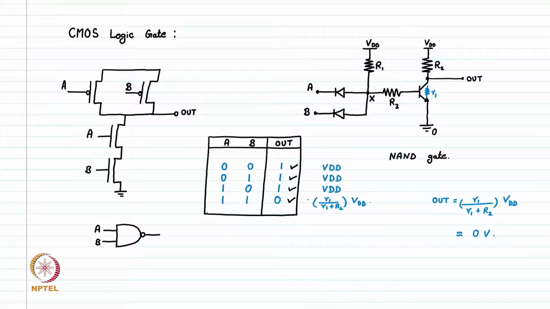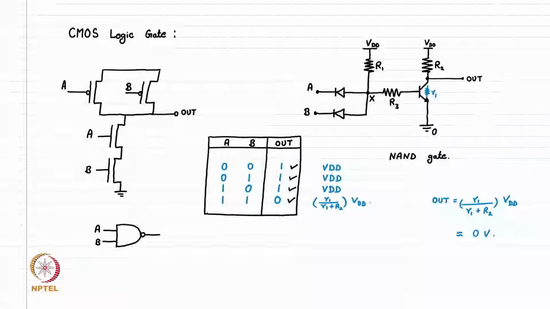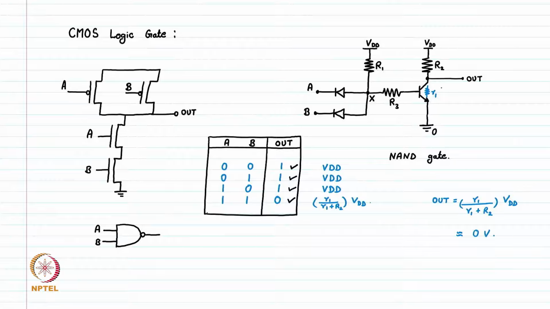So the 0 value actually depends on this ratio, and how do we design. Typically we want a very small value of R1 when the BJT turns on. The on resistance of this BJT should be very, very low, and R2 should be very, very high. But it has its own drawbacks.